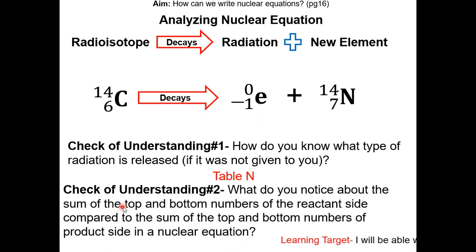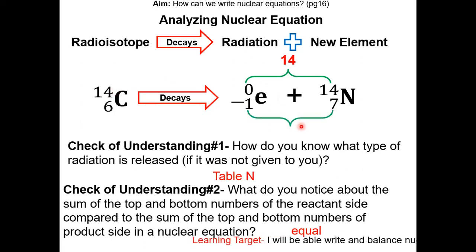Check of understanding number 2. What do you notice about the sum of the top and bottom numbers of the reactant side compared to the sum of the top and bottom numbers on the product side in the nuclear equation? Notice that they're equal. The sum of the top numbers on the product side is equal to the top number on the reactant side. For the bottom numbers, it's the same thing. The sum of the bottom numbers on the product side is equal to the bottom number on the reactant side.